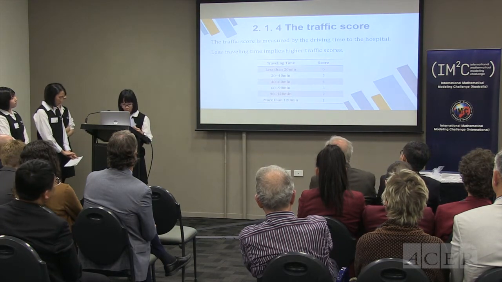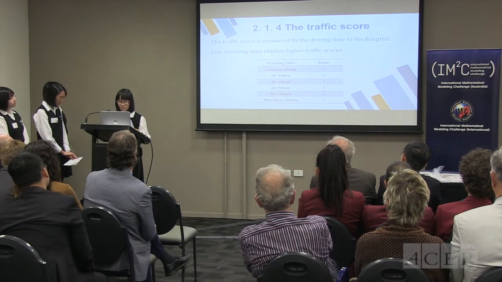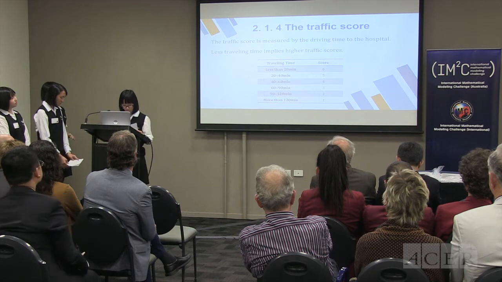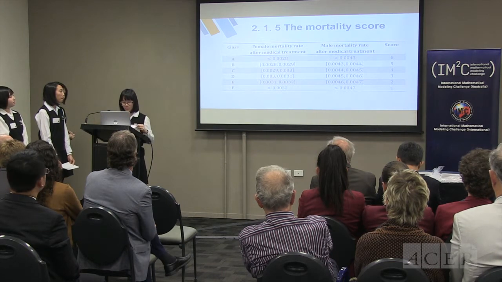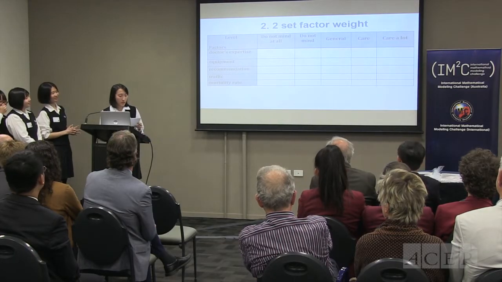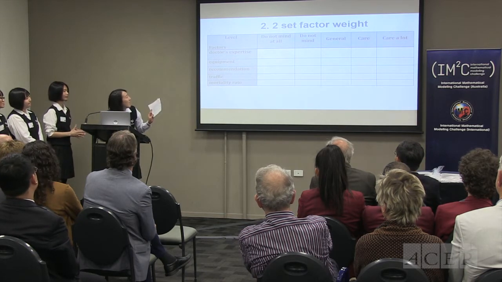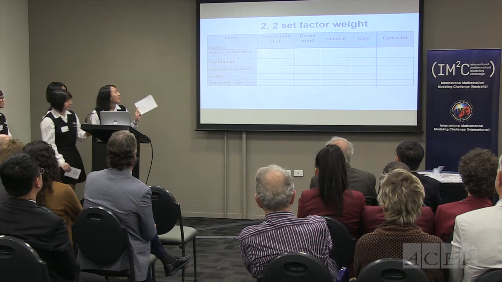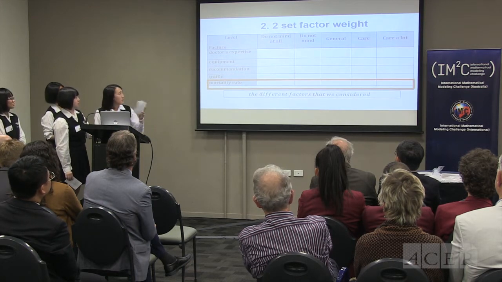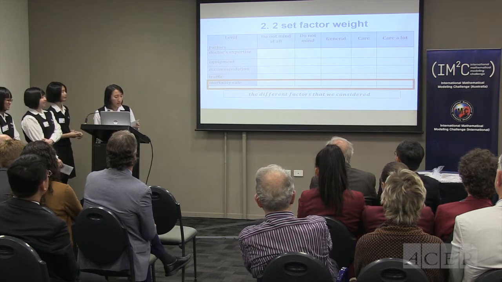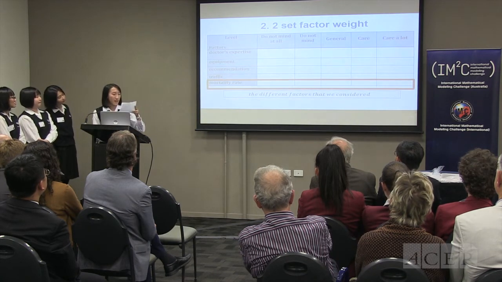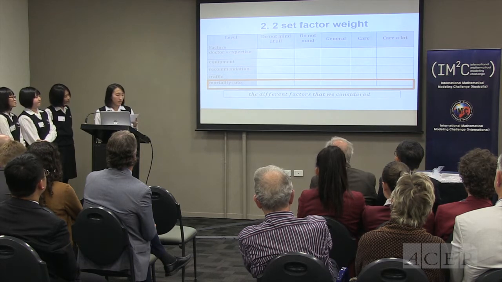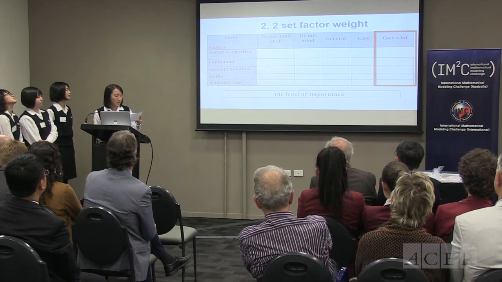The last one is the traffic score. It is measured by the driving time to the hospital. Less driving time implies a higher traffic score. And last, add the mortality score from question 1, then we can get a final score of each hospital. To get the final score, we need to assign a weight to each factor. To do that, we create a questionnaire for patients to survey how important each factor is. Each row represents a factor we considered, which we just mentioned in the previous part. And each column represents a level of importance.